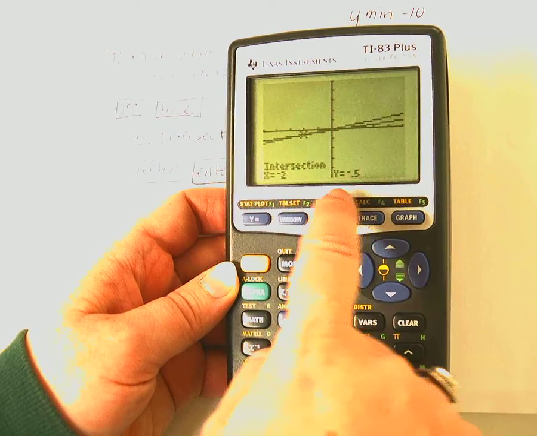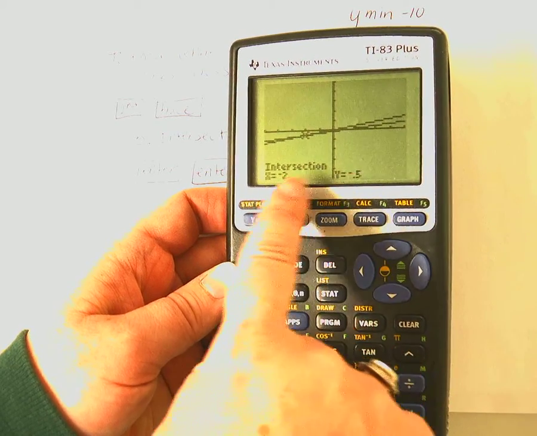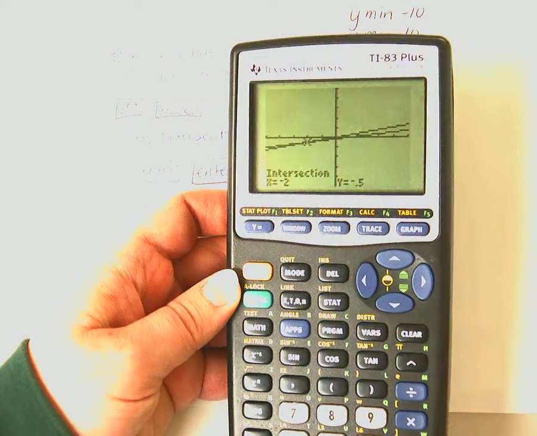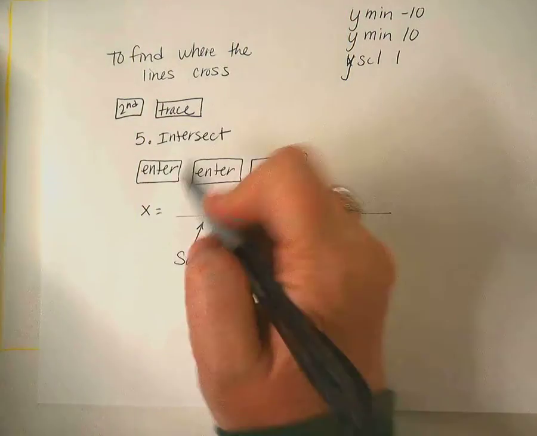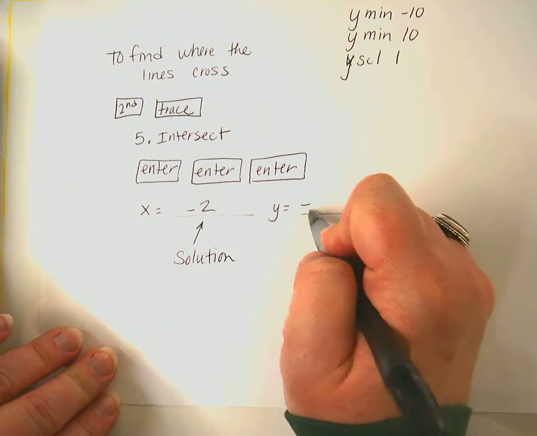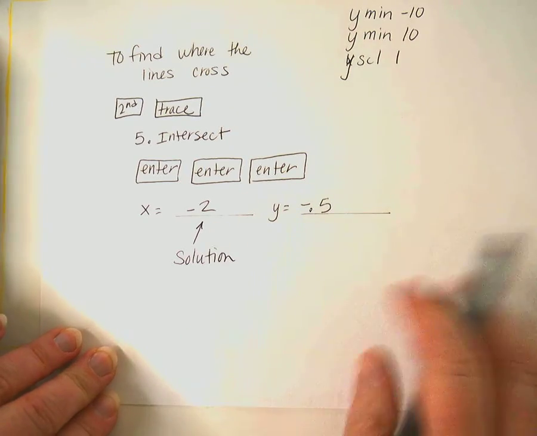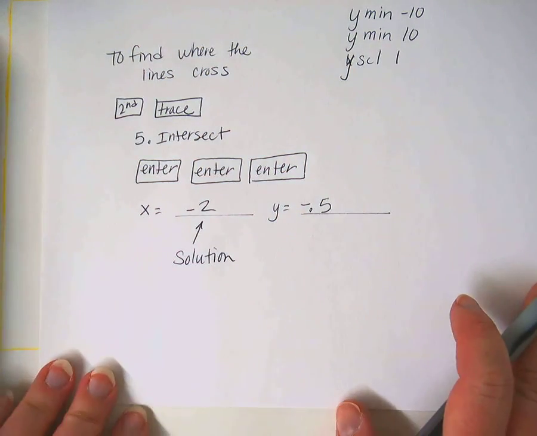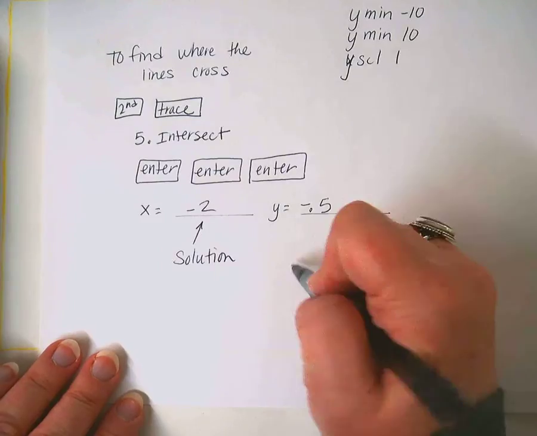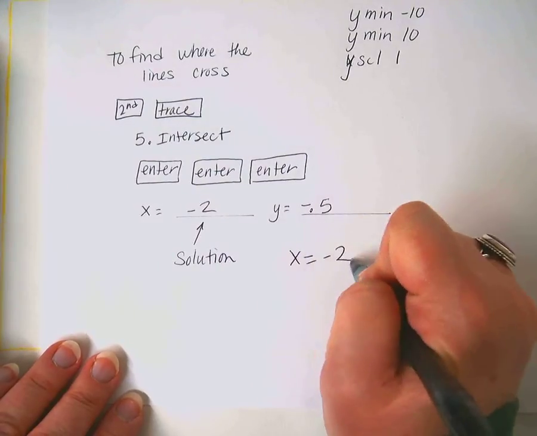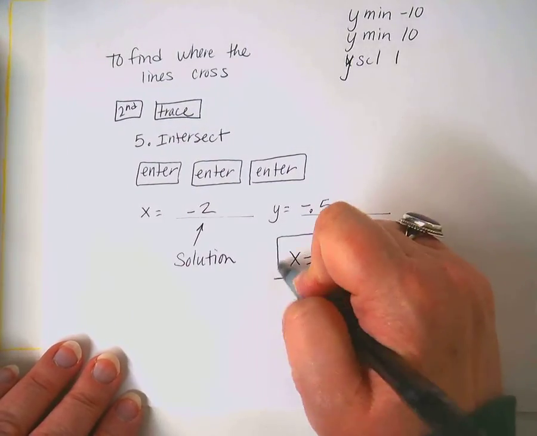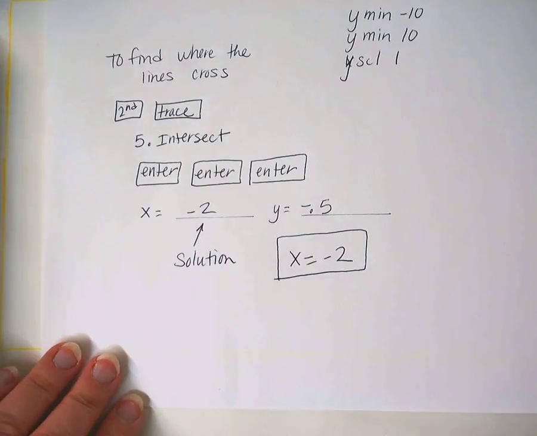But do we care where the Y value is? No, we just want to know where the X value is. So even though it has the -0.5, we don't need that one. What's our final answer to this problem? X equals -2. Do we have to put it in our equation and check it like we have done in the past with other problems? No, because the calculator shows that that's where they intersect, so that's going to be the correct answer.